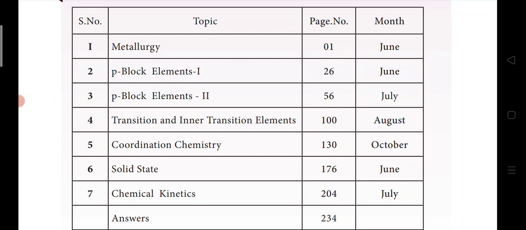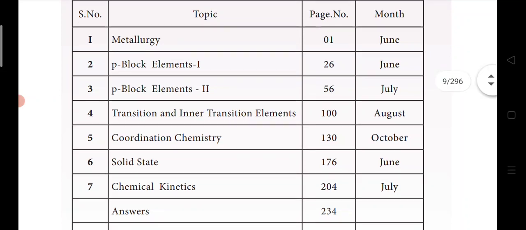Next we are moving on to the July month chapter, that is P block elements 2. So next we have to start with P block elements 2. We have 7 chapters in volume 1. Of the 7 lessons we have completed 3, that is chapters 1, 2 and 6. Now we are going to start chapter 3, that is P block elements 2.